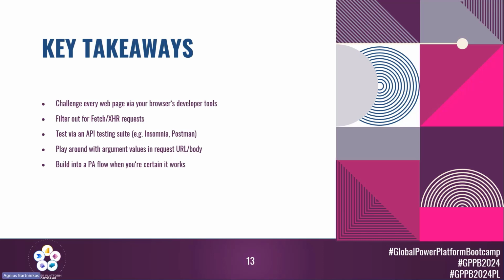Then challenge every argument value, play around with them, whether they're in the URL or the body of the request. Try out what's possible. Don't hard code them, use them dynamically. Also, if there is a pagination functionality on the endpoint, challenge it, check if you can actually avoid it or at least reduce the number of iterations you need. And then when you know it works and how it works, only then put it into a Power Automate flow. Whether a desktop flow or a cloud flow, doesn't really matter. Whatever you prefer. The important thing is then you actually have a choice of where to put it.